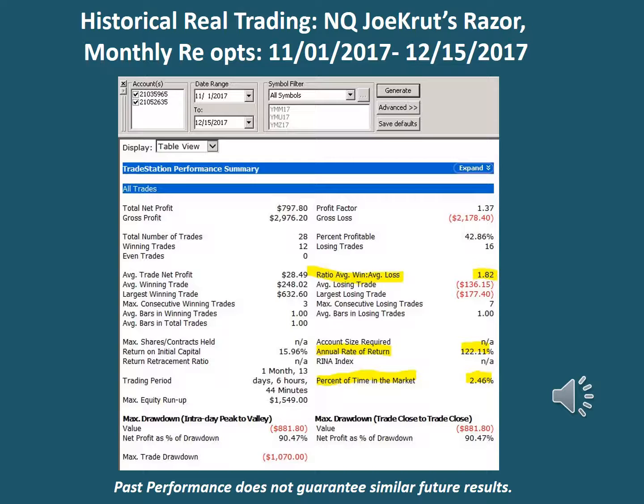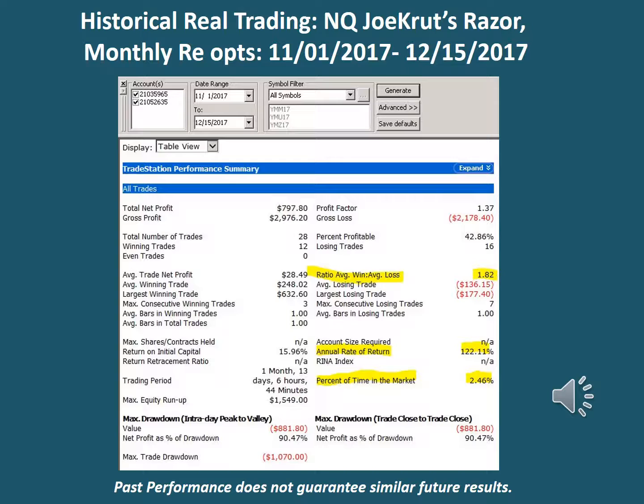Well, from November 1st through the middle of December, when I stopped trading for the year, we did 28 trades trading the NASDAQ, made $797. Annual rate of return on this is 122%, only in the market 2.46% of the time. Average trade size is up from 19 to 28, 42% right. I think I made a good switch.